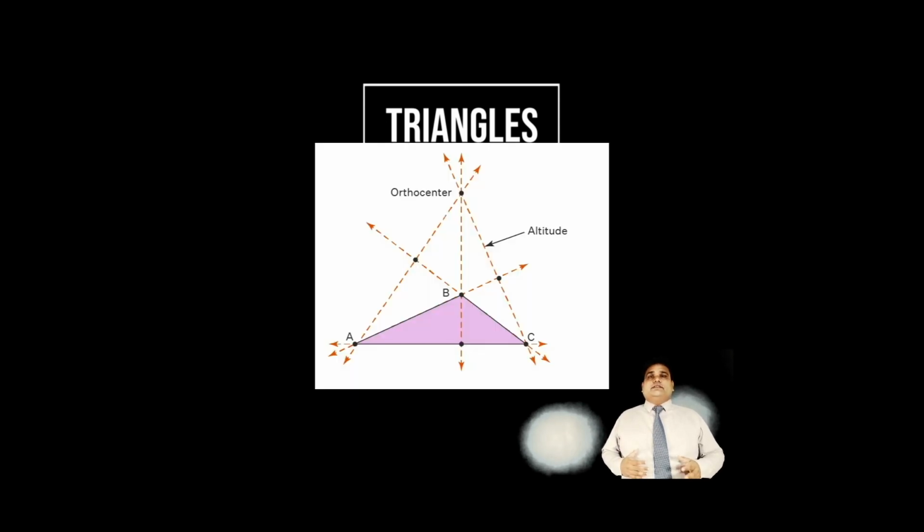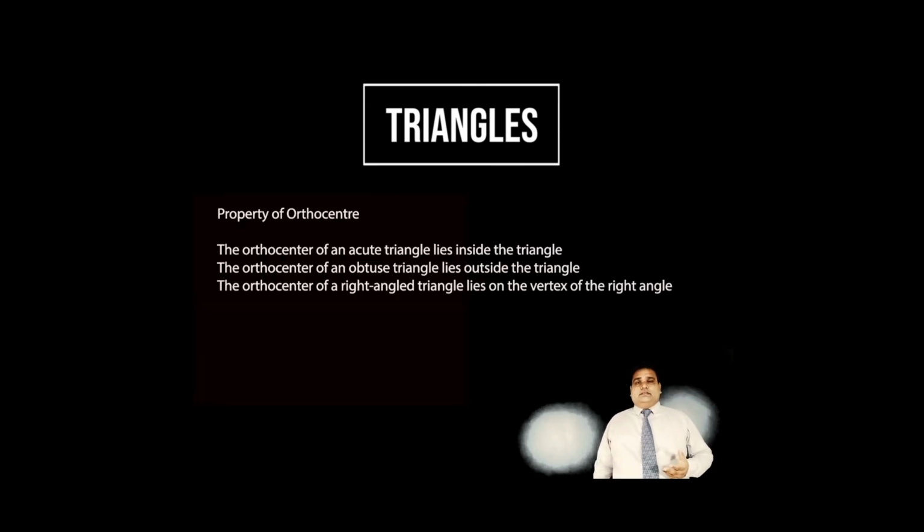The orthocenter of a right angle triangle lies on the vertex of the right angle. In the right angle triangle, the vertex where the right angle is formed is also known as the orthocenter of that triangle. So we have three conditions for the orthocenter: it can lie inside, outside, or on a vertex of the triangle.